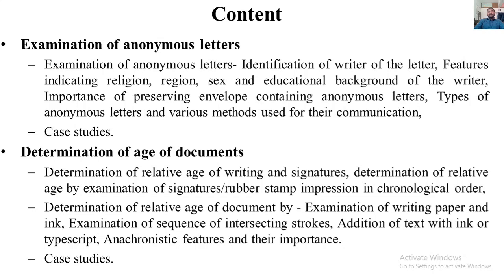Secondly, we also study the determination of age of document, which is very important topic. So under this title we'll be discussing about the determination of relative age of writing and signature, also determination of relative age by examination of signature or rubber stamp impression in chronological order. Then also we'll be studying about the determination of relative age of document by examination of writing paper and ink, then examination of sequence of intersecting strokes, then addition of text with ink or typescript, then anachronistic features and their importance, and at last we'll be studying about the different case studies related to age of document.